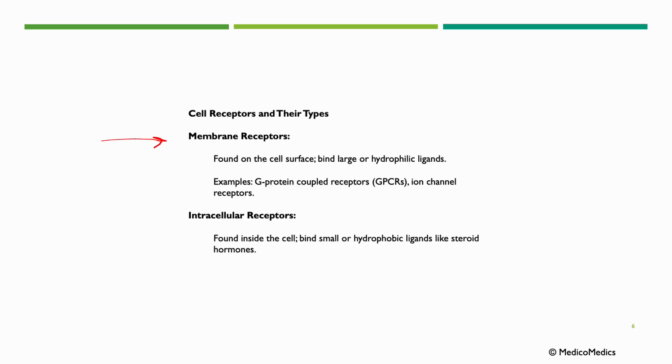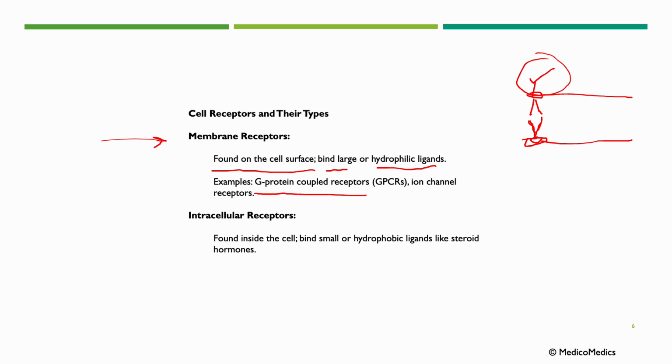We have membrane receptors. These are found on the cell surface. They bind large or hydrophilic ligands. If you remember, we had the cell membrane made of a phospholipid bilayer, right? And we said that the heads were hydrophilic and the tails were hydrophobic. So the ligands that bind at the cell membrane are therefore hydrophilic. Examples include G protein coupled receptors or ion channel receptors.